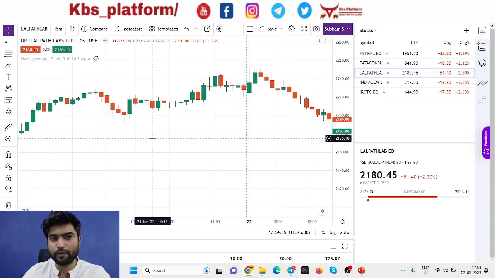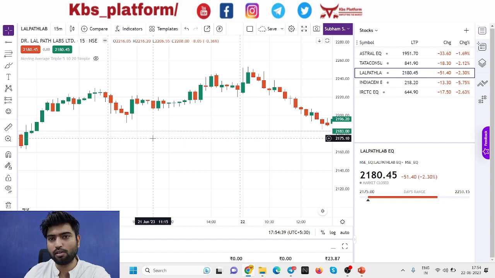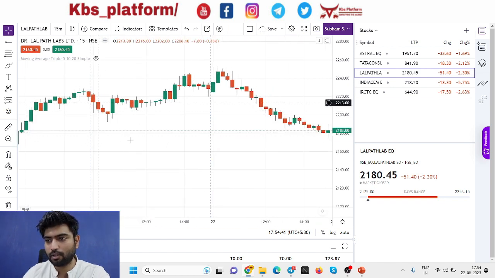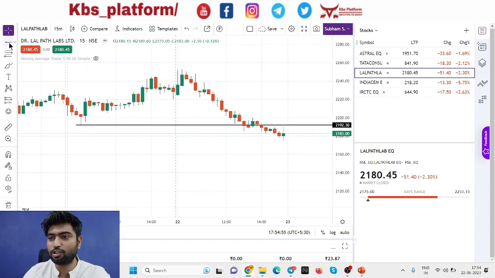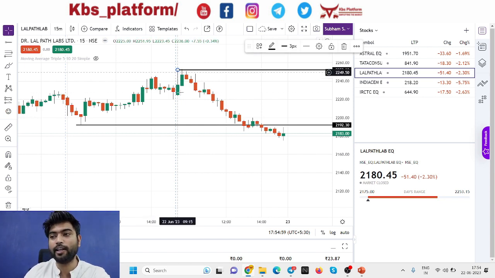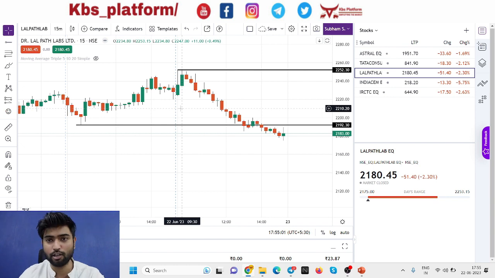One similar example of the PB strategy we can also see in Dr. Lalpath here. In this also, the lowest point of the previous day is a pin bar candle. So we can take an entry here, and the day high should be your stop loss according to the strategy. Even if you get an entry after, let's say, 12:30 or 1 o'clock, your stop loss in this strategy is always the day high or the day low.